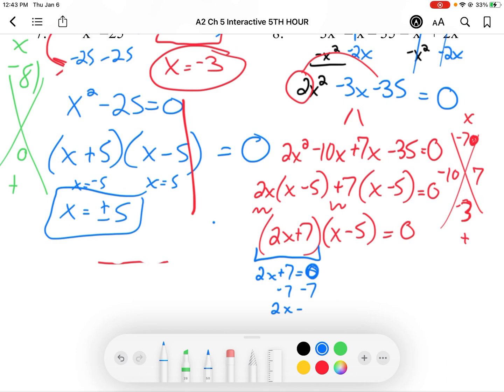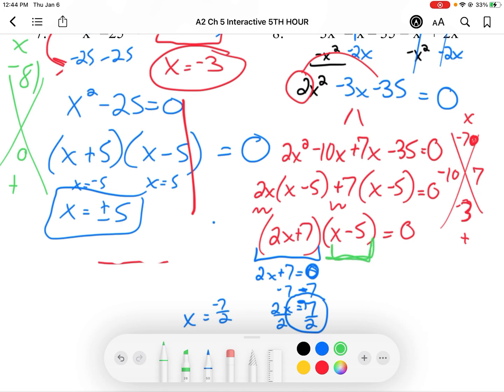What makes 2x plus 7 equal 0? Negative 7 over 2. That negative sign did not look very good. See that negative sign from when we subtracted? Probably just made it look worse.